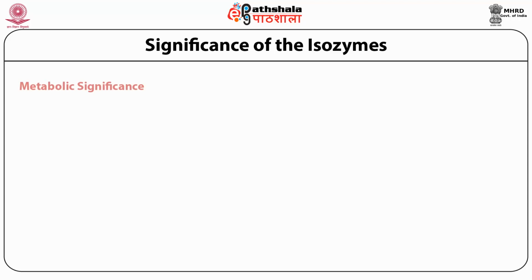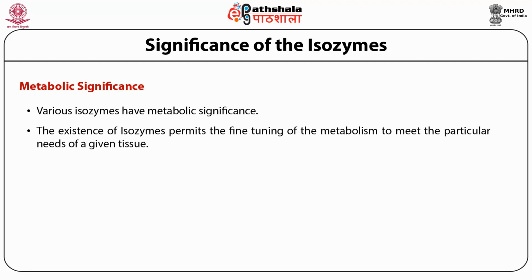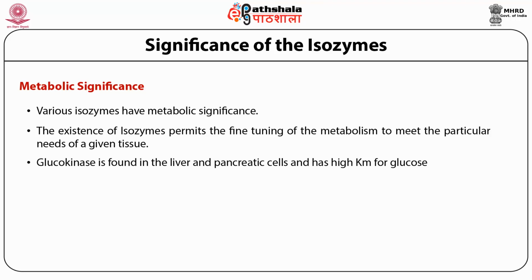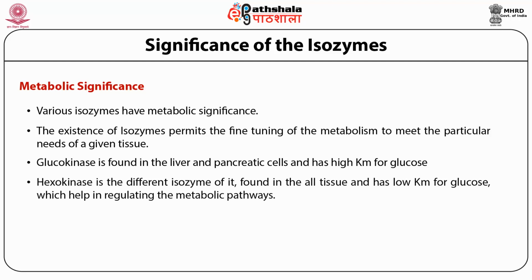Isozymes also have metabolic significance. For example, the existence of isozymes permits the tuning of metabolism to meet the particular needs of a given tissue, such as hexokinase and glucokinase, which are 2 isoforms. Glucokinase is found in the liver and pancreatic cells, and it has a high Km for glucose, that means it has less affinity for glucose, while hexokinase, which is found in different tissues, has a low Km for glucose.